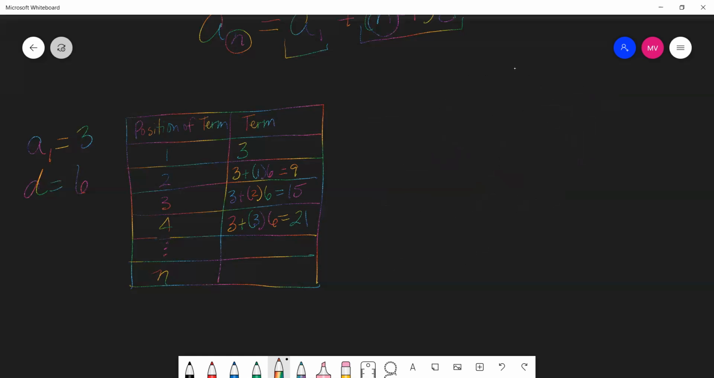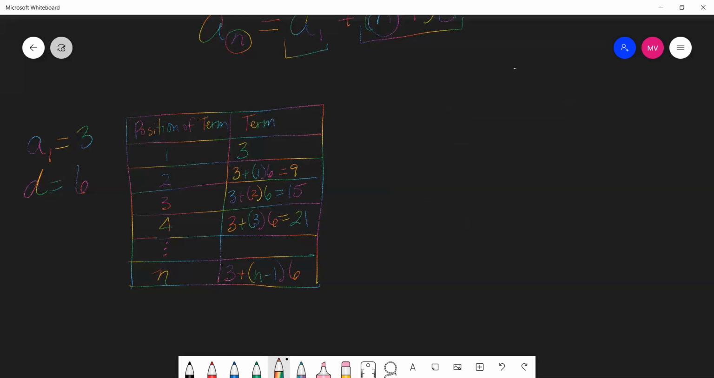I'm going to do the last one, well, there isn't a last one. So that pretty much means that the explicit formula for this, for n, is 3 plus n minus 1 times 6, which will calculate the term for any position in this sequence, even if it goes to infinity. They have that definition at the bottom.